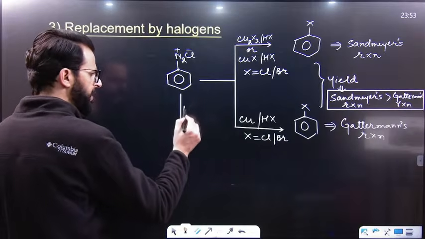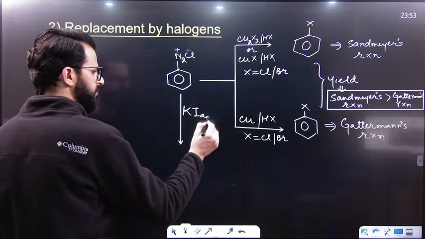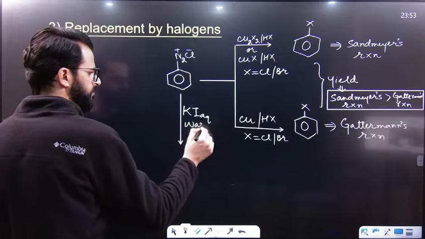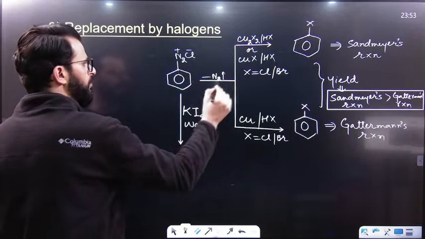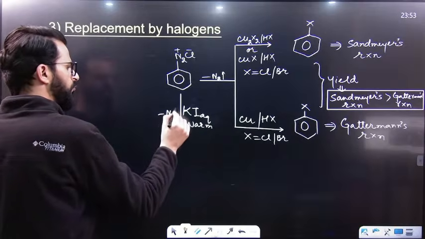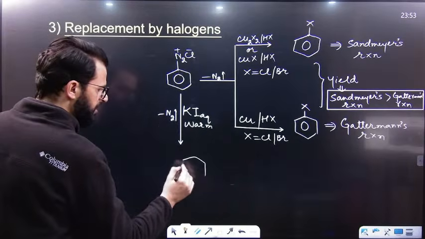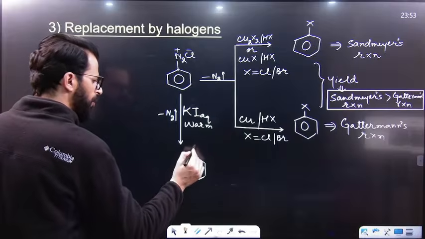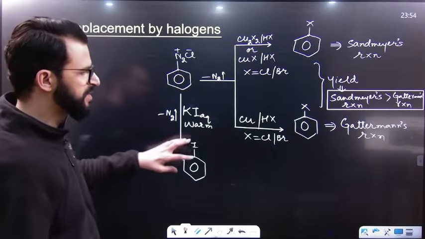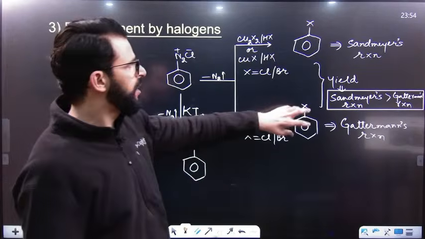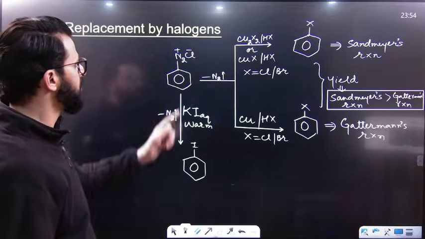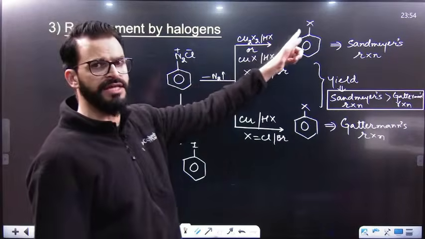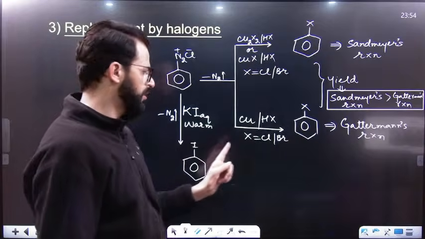Similarly, if you treat it with KI and warm, nitrogen gas will be evolved, and instead of nitrogen, iodine will be attached. That means iodobenzene will be obtained. Here, chlorobenzene and bromobenzene will be formed. That means nitrogen has been replaced by either chlorine or bromine or iodine.